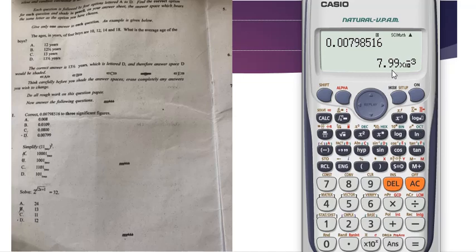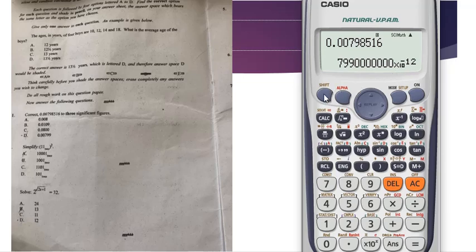Now in order to know what this is, this is 7.99 times 10 exponent minus 3. From here you could notice that this is 0.00799, but in case you don't know that, this is what you have to do. Just click on shift, and then click on eng. Notice that this is increasing, that's not what we are looking for. So click on this, and you could notice that it's increasing.